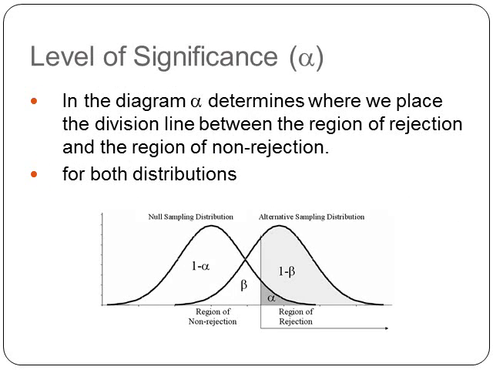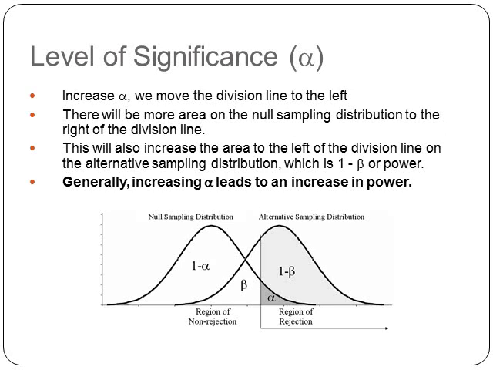Be cautious with this. You don't want to change the level of significance just to do so. In the diagram, we place the dividing line between the region of rejection and the region of non-rejection on the null sampling distribution, and we see that is the case for both distributions, also the alternative. If we increase alpha, we move the dividing line to the left. There will be more area on the null sampling distribution to the right of the dividing line. In general, if you increase alpha, it leads to an increase in power.